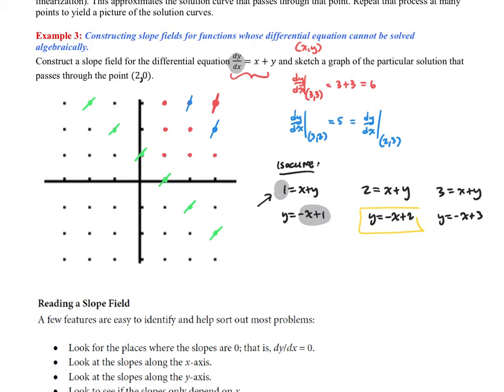So when y equals negative x plus 2, here's the line negative x plus 2. I know each of the slopes there will be 2, so I can sketch and imagine each of these slopes of 2. You can catch on to what's going on here. Along the line negative x plus 3, we would have slopes of 3. You can see this taking shape.